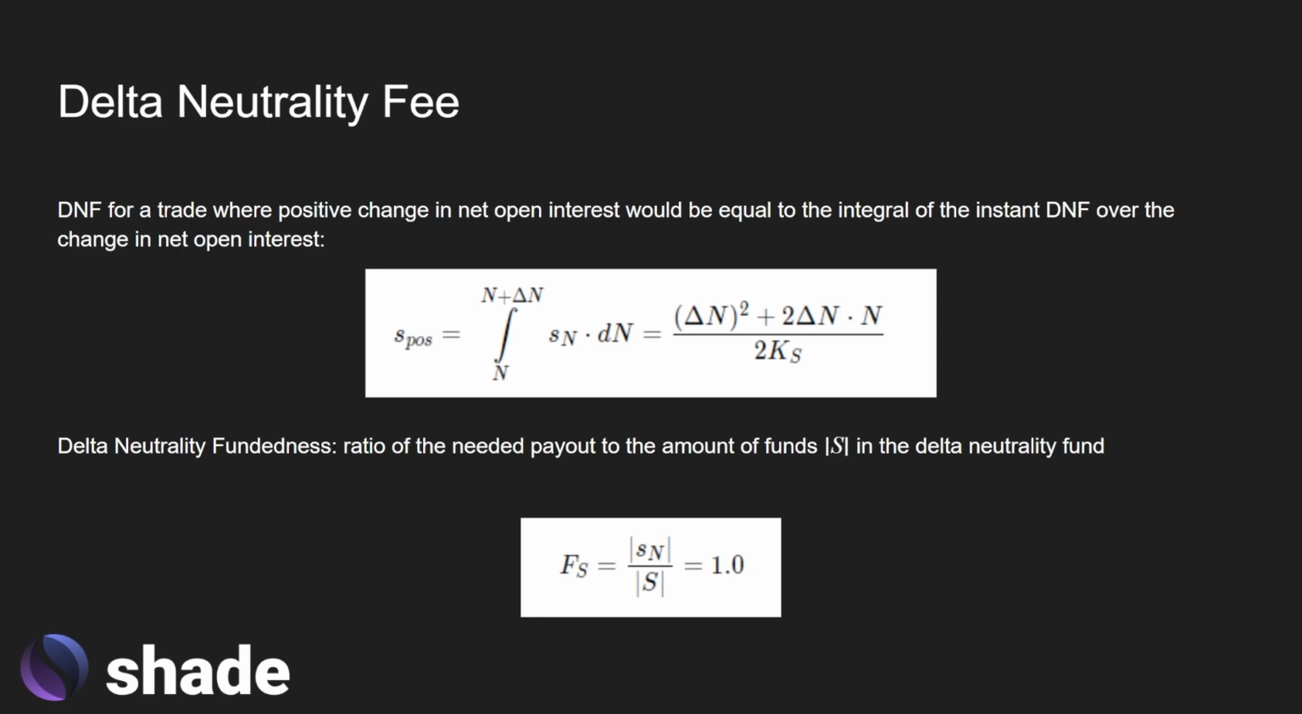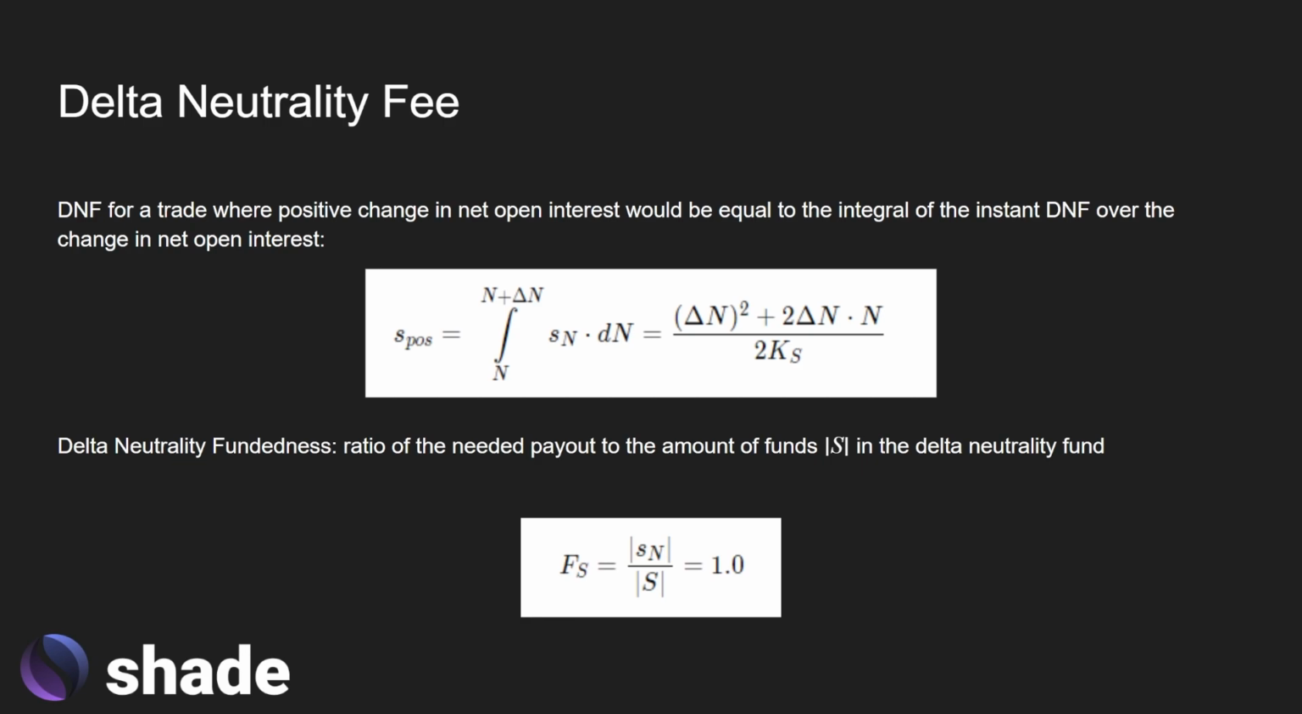And if the delta neutrality fee of a particular position is negative, meaning that this fund is paying out to a particular trader, we're actually going to be incorporating the fundedness ratio, this ratio of the payout amounts for the fee divided by the total amount of funds available in the neutrality fund. We're actually going to be using that ratio in order to impact the fee that is assessed.